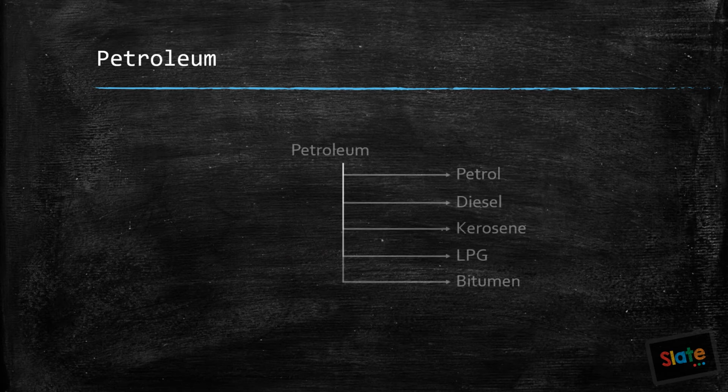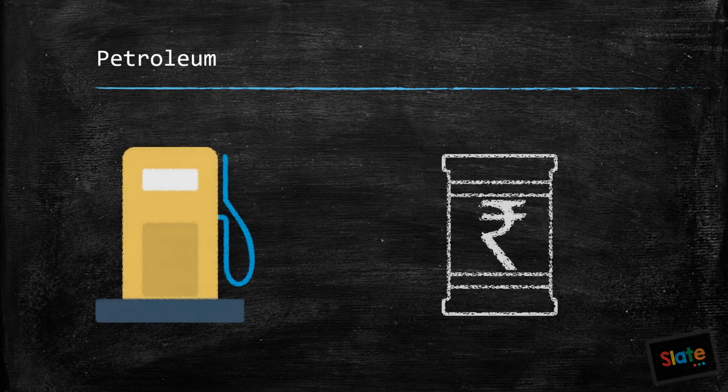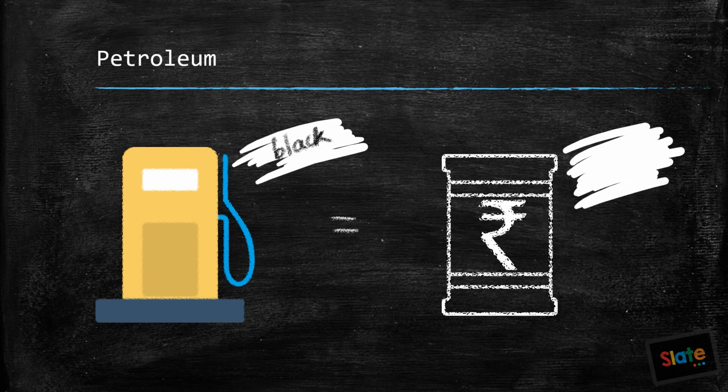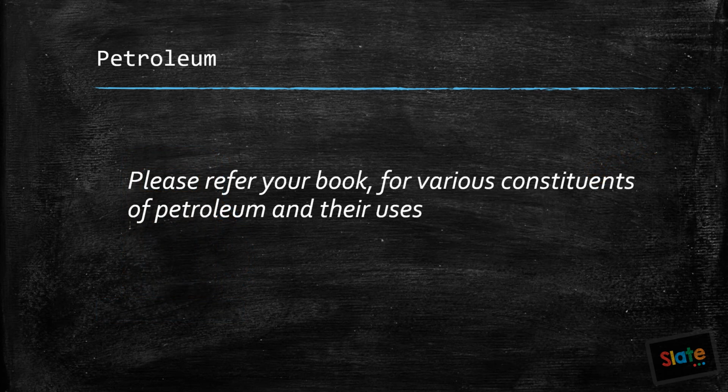When petroleum is refined, the following products are formed: petrol, diesel, kerosene, LPG, and bitumen. Did you know petroleum has an interesting name? It's called black gold. Black, because it has a blackish appearance. And gold, because it has a very high demand and value. Please refer to your book for various constituents of petroleum and their uses.